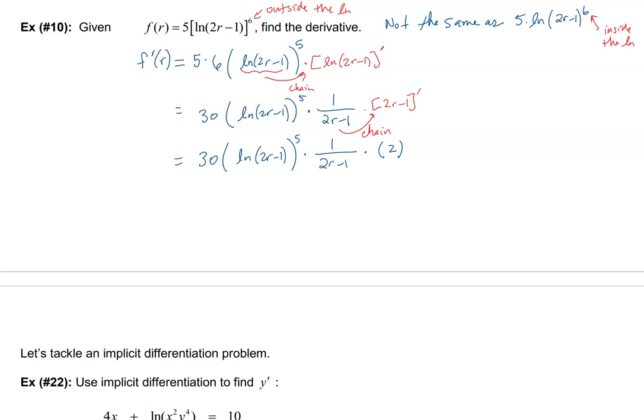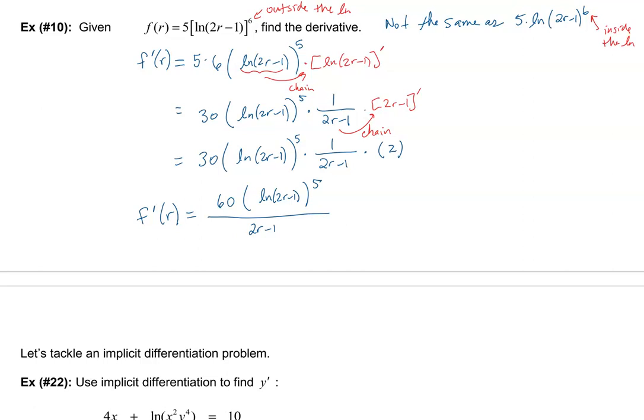We could put it together into a single fraction. So maybe for a final answer, f prime of r equals, on top of our fraction, 60 times this natural log of 2r minus 1, all to the fifth power, and all of that over another copy of 2r minus 1.